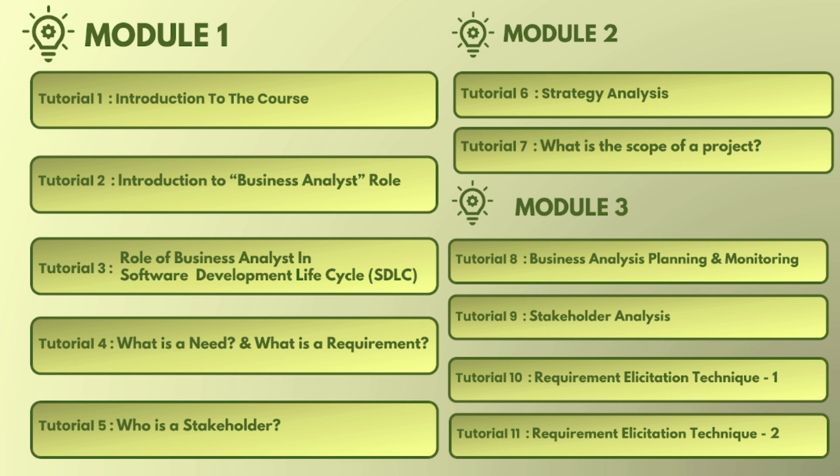Module 3 covers the BABOK knowledge area business analysis planning and monitoring, that is BAPM, where we explored planning business analysis work, identifying stakeholders, then selecting techniques for requirement elicitation and monitoring the performance of business analysis activities. So all these things we have covered in module 3 as well.